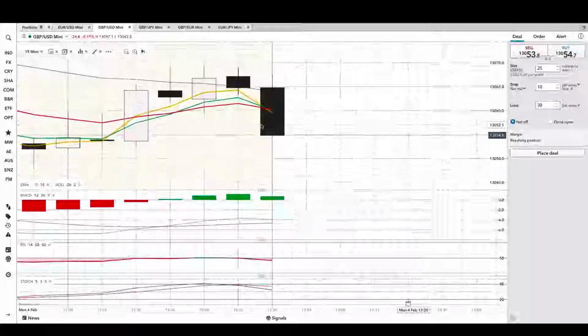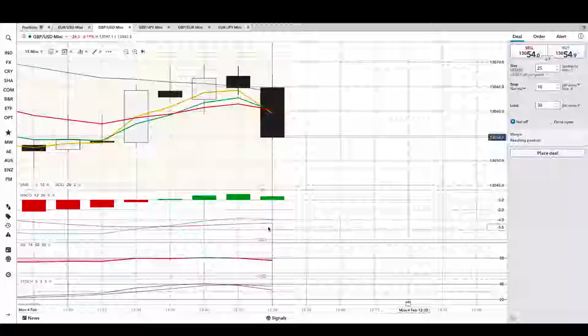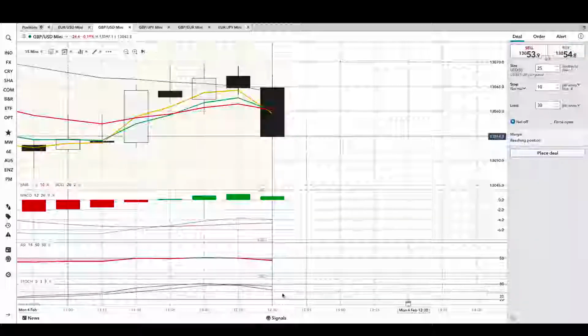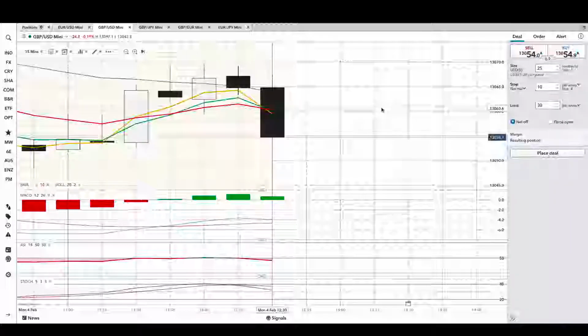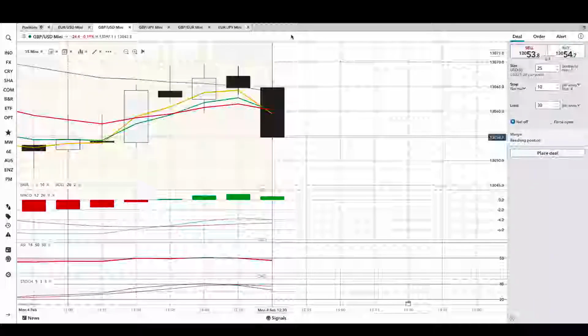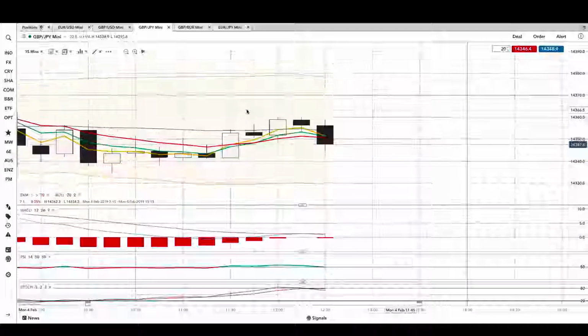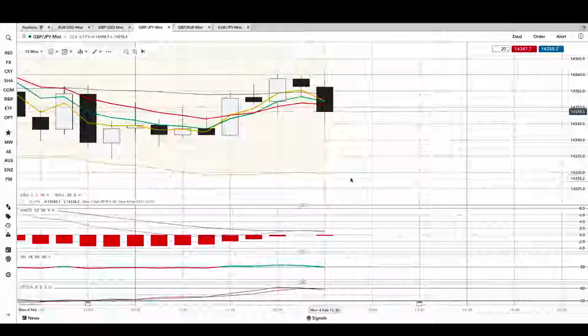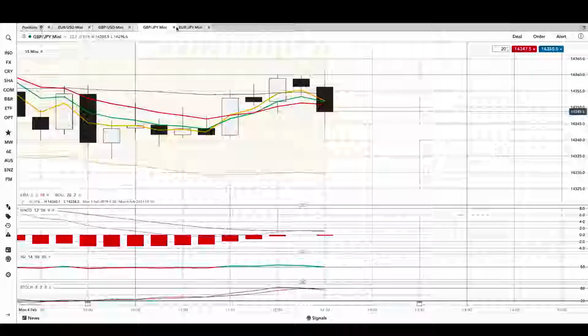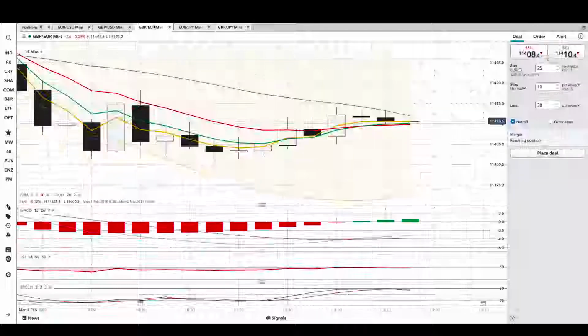Okay, the GBP USD, same thing. The two stochastic lines are going downwards, and the 10 EMA, so this is another sell signal. And then for GBP JPY, if you notice, the signal here is not that strong, so we'll just put it right at the end.